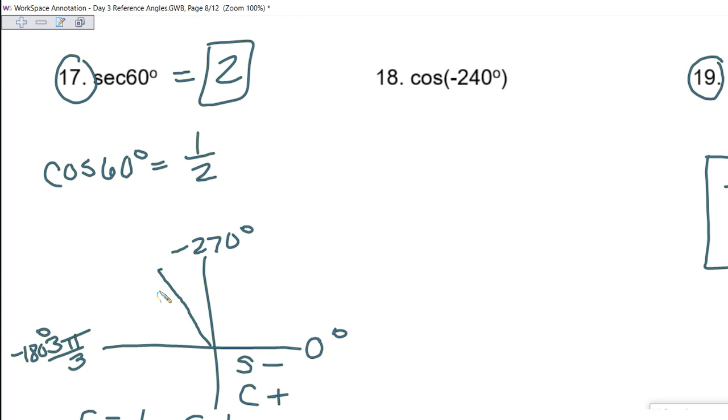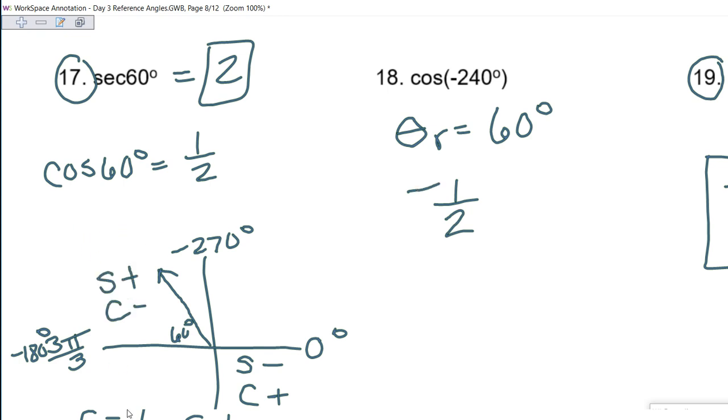Now, first of all, what is the reference angle here? Negative 240 is how many degrees from negative 180? 60 degrees. So here our reference angle is 60 degrees. From the terminal side to the x-axis, this would be 60 degrees. So what is the cosine of 60 degrees? 1/2. And if I'm in quadrant 2, is this cosine going to be positive or negative? Negative. So sine is positive, cosine is negative. So our answer needs to be negative 1/2 for the cosine.